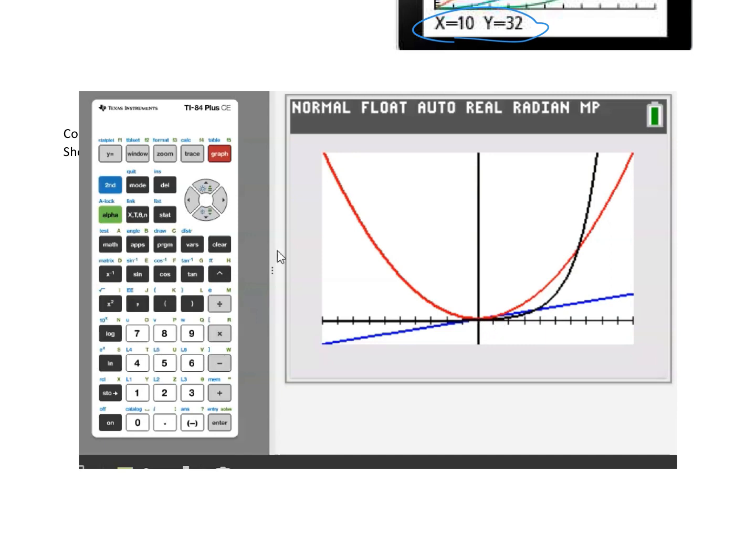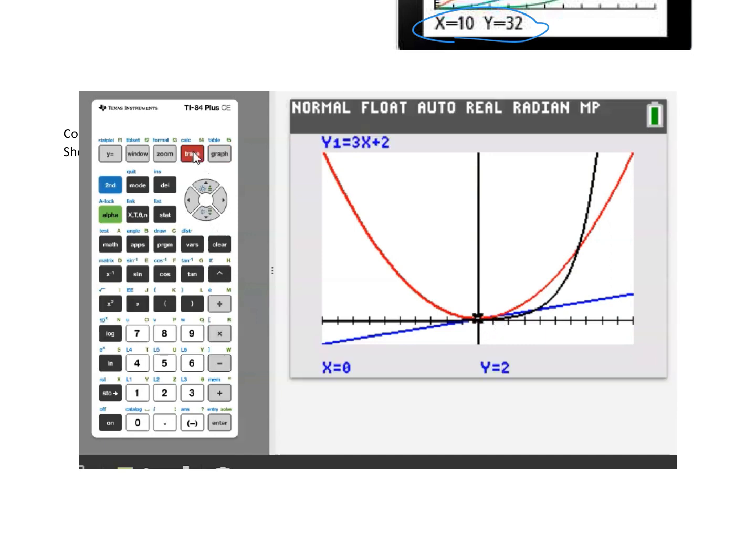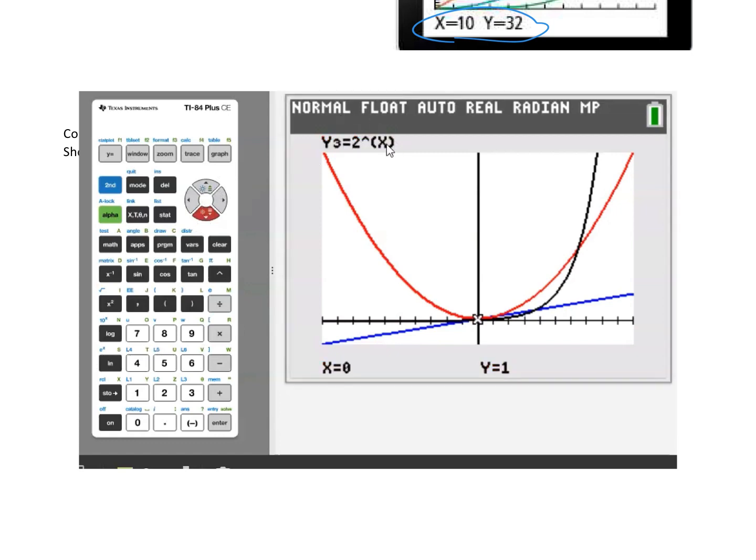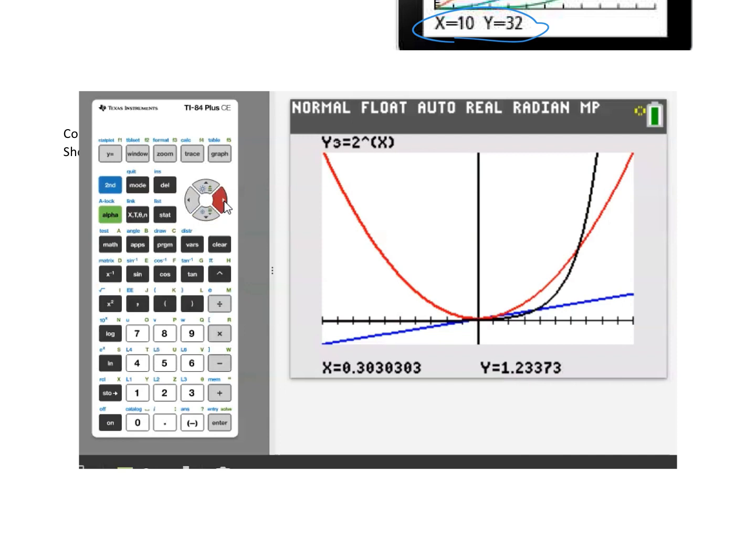So you can see as we move along, maybe I'll actually trace that one. I'm going to hit trace. I am tracing the blue function, so I'm going to arrow down. Now I'm tracing the red function. I'm going to go down one more time. Now we're tracing, there's that exponential function. So I'm going to hit over.